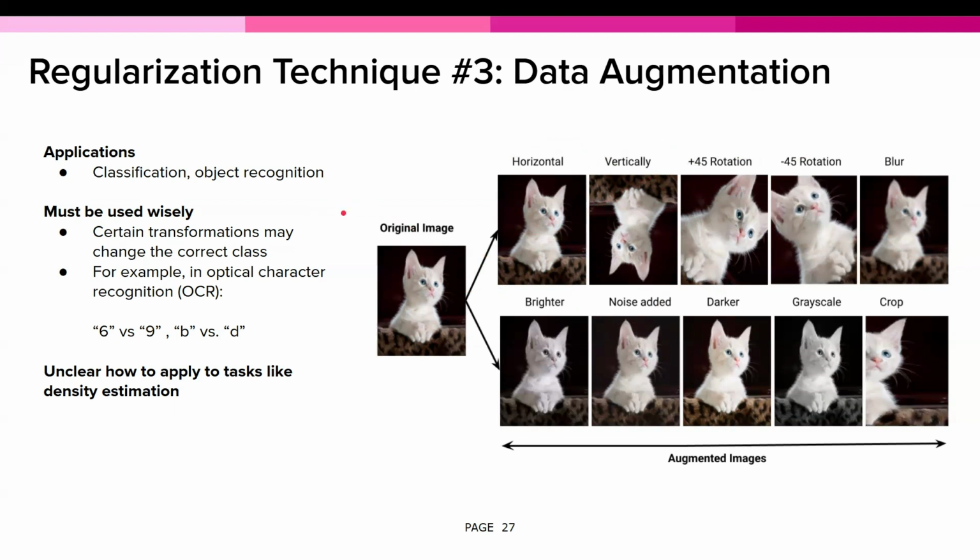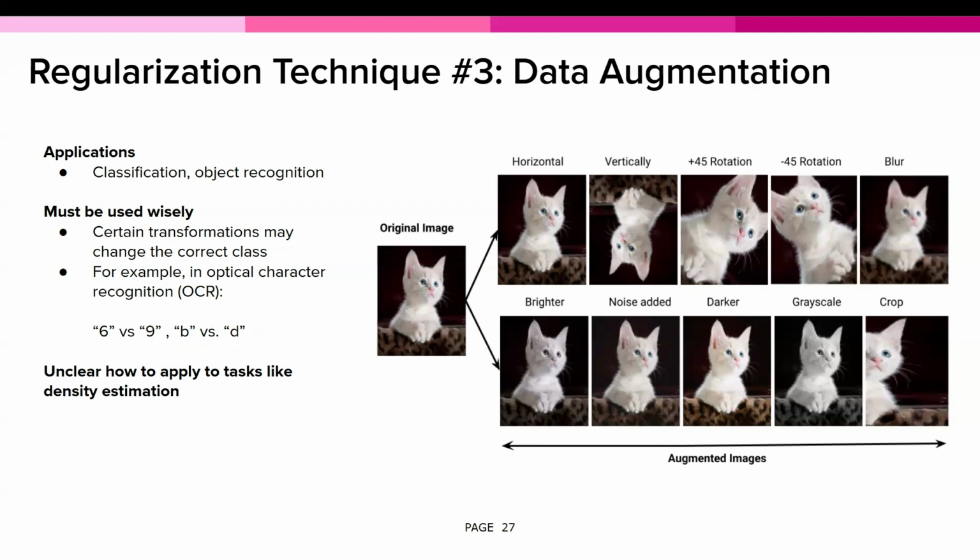We might imagine other types of data sets where you need to be a little bit careful in terms of how you augment the data. For example, in optical character recognition tasks, you can't just do a 180-degree rotation on a 6 because that's going to give you a 9, and that would actually change what the correct class is. Similarly, you can't flip a B about the vertical axis because that's going to give you a D, again changing what the correct class is.